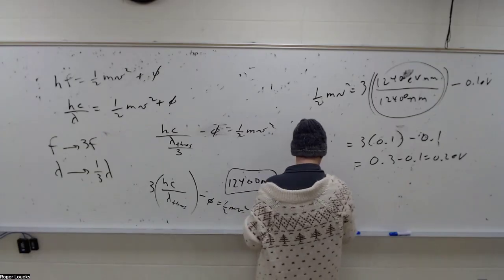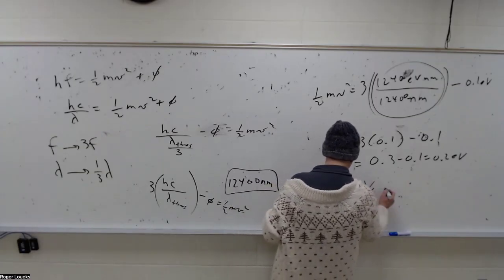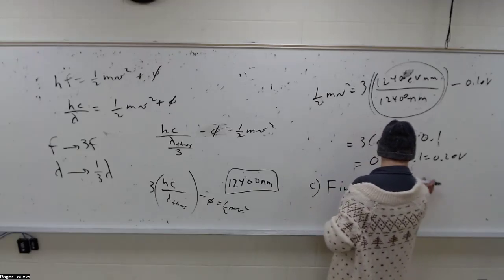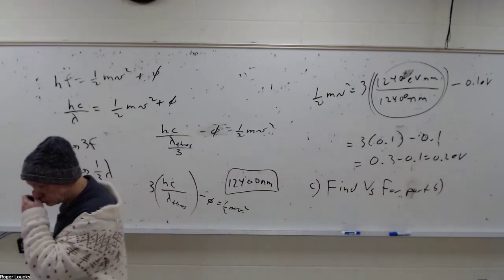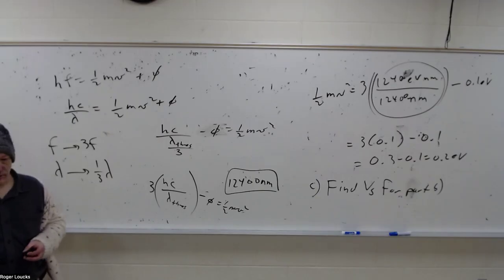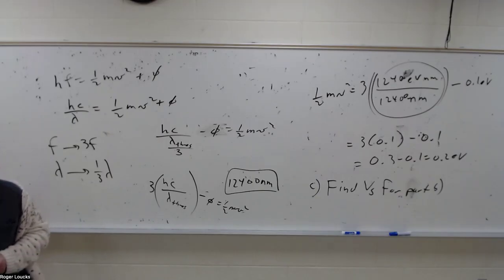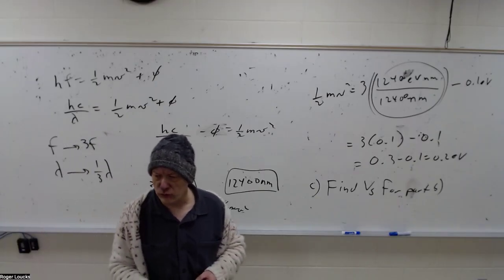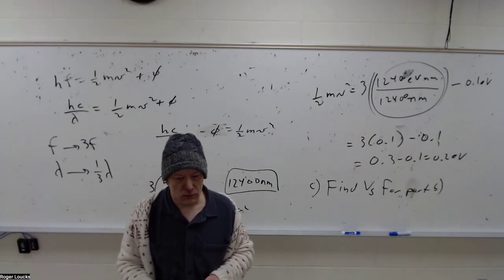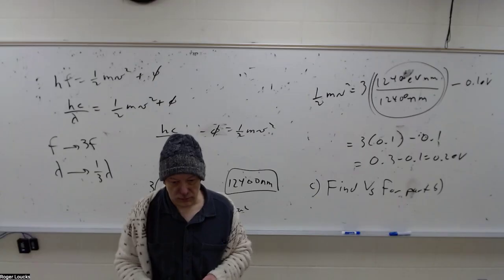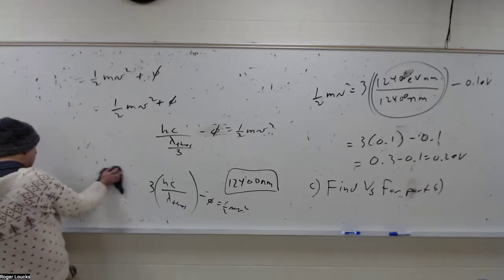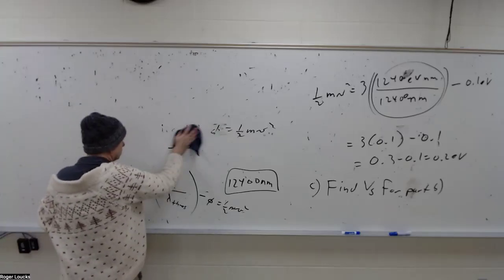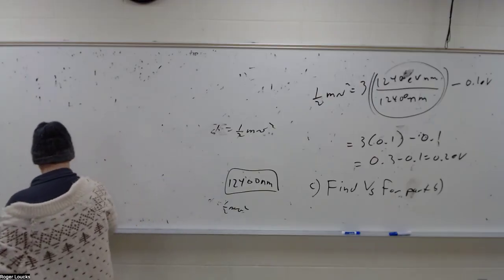Part C. Find V sub S. What's the stopping potential? Tell me why that's easy peasy. What does the stopping potential refer to? What does it do for me? It tells you how high the voltage has to be to stop the electron from bridging the gap. Yep. So remember our setup here. Remember, our experimental setup is this.